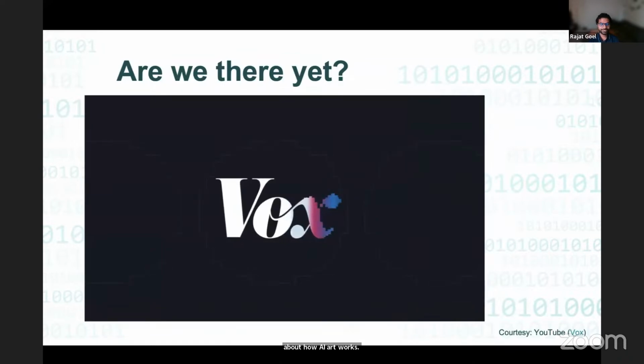Well, the question still remains: are we there yet? Probably not. But this video is very interesting to discuss what AI is capable of and where it fails. It also discusses how AI learns to generate art and why it cannot learn what hands do to humans. So I would definitely encourage you to watch this 10-minute video later after this talk. It's available on YouTube on Vox's channel.